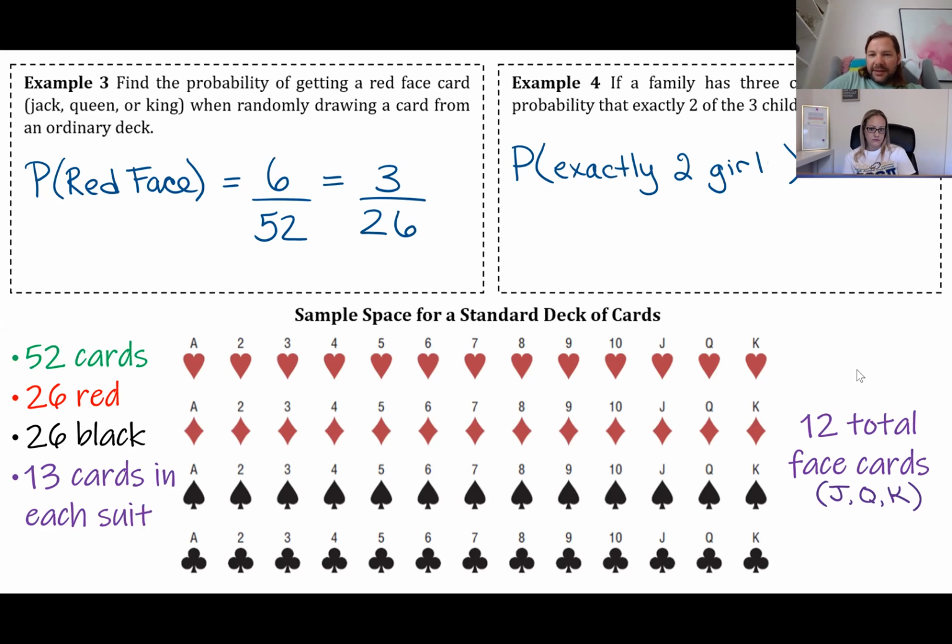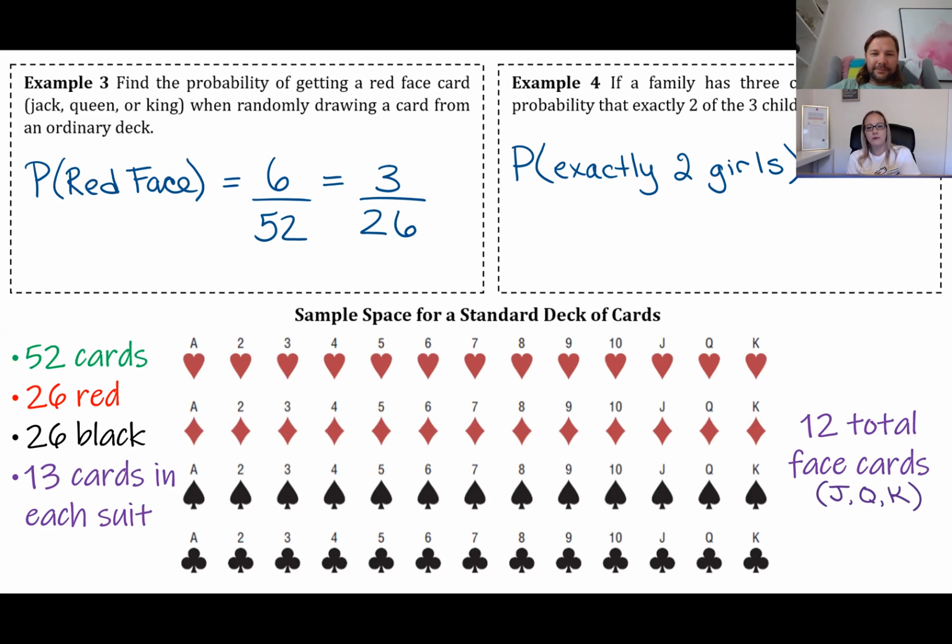Karen, you want to talk about the second example? Yeah, and I was just going to mention the notation for probability: you're always going to use a capital P, and then in the parentheses, you just put the name of the event. So red face is just an easier way of saying a red face card. So anything like that where it's obvious what it is that you're talking about, you would just put in the parentheses for your event name.